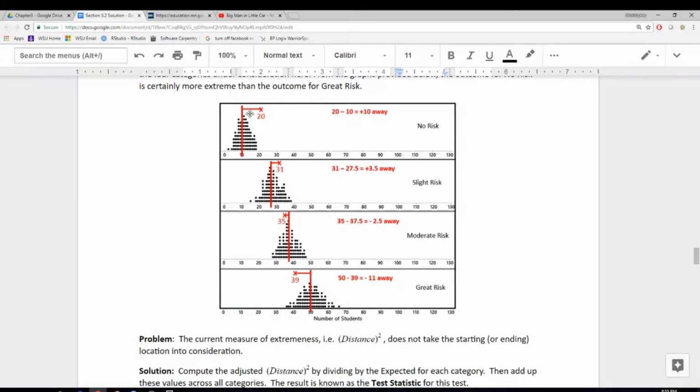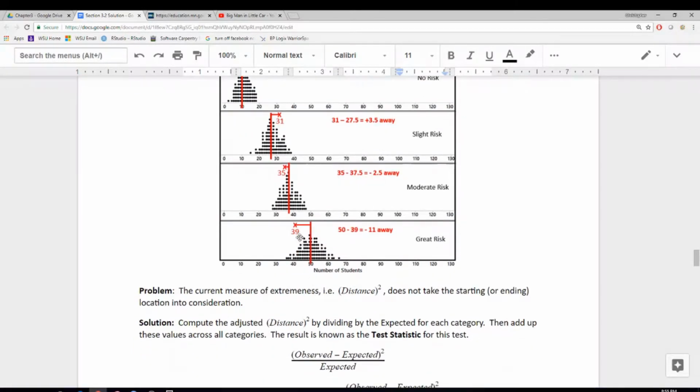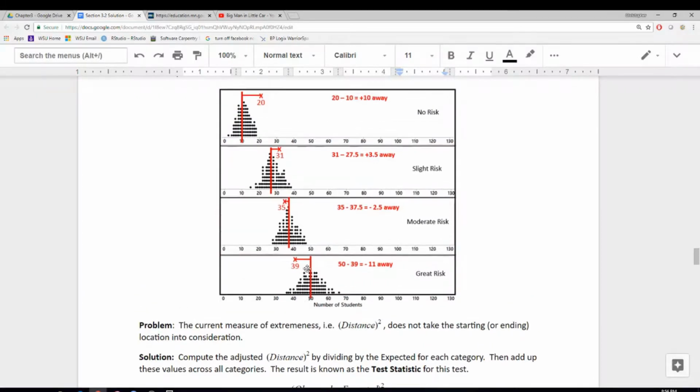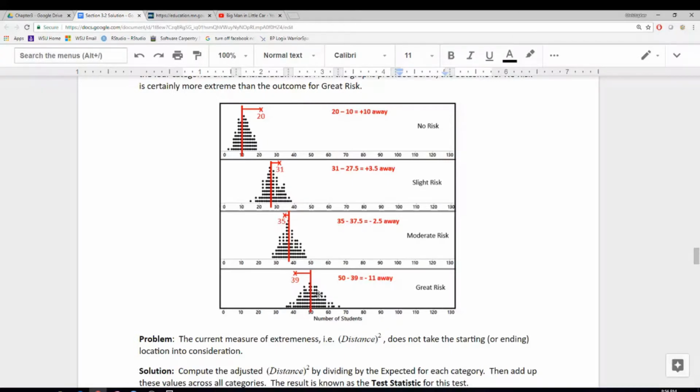So being 10 away, 20 minus 10 here, the observed outcome for the no risk group was 20. The expected is 10. So I'm 10 away from what I expect. That appears to be more of an outlier than this one down here that is 11 away from what I expect. And the reason that is happening is because the amount of inherent variation that exists in the great risk pyramid is bigger than the no risk pyramid.